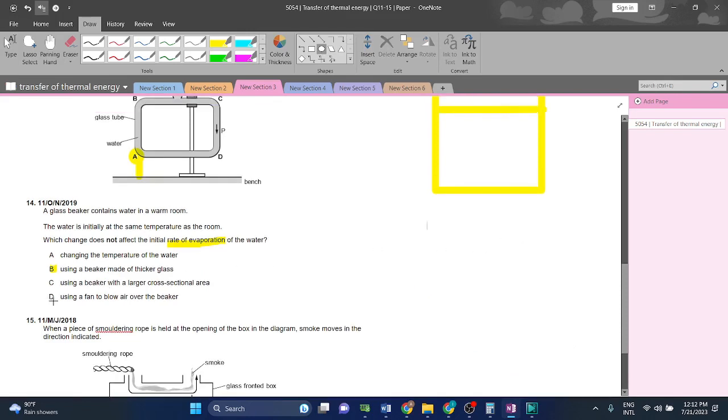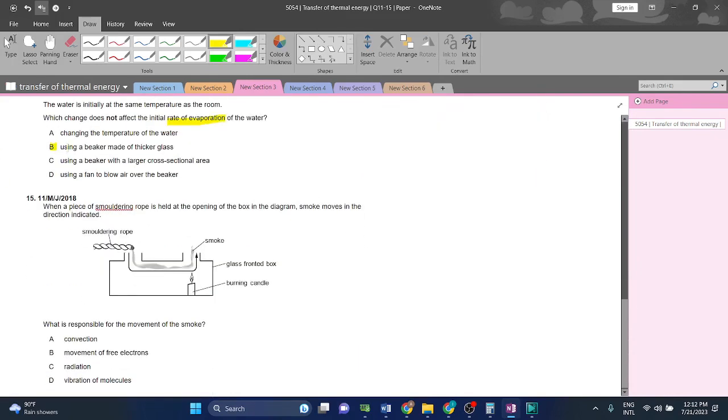That's why. So D, using a fan to blow air over the beaker, this will also affect because evaporation के ऊपर जो हो रहे होते particles, it pushes them off, right? So B is the right answer.